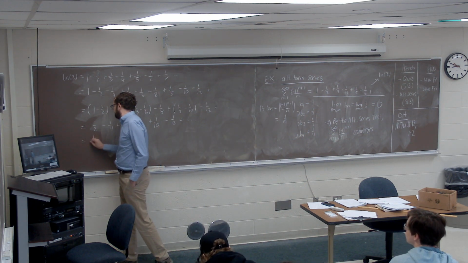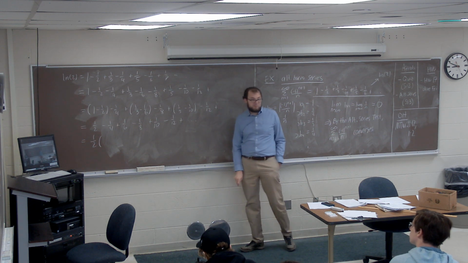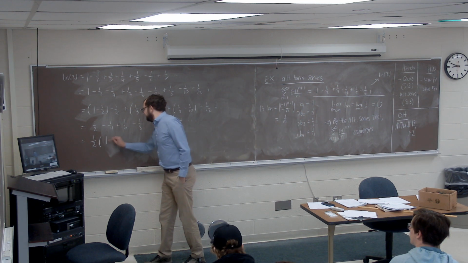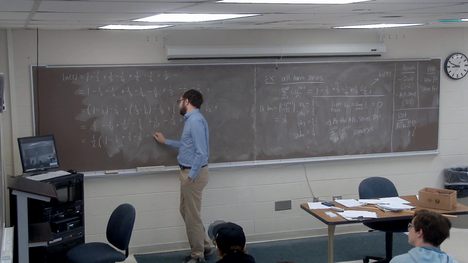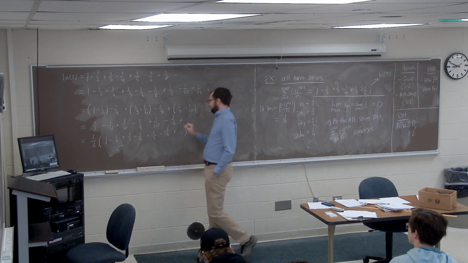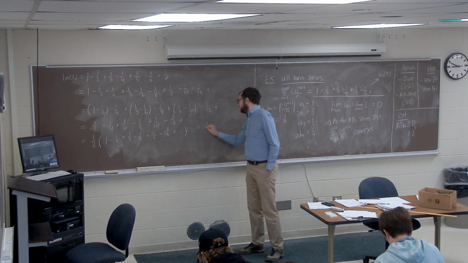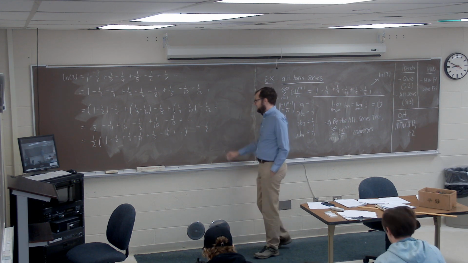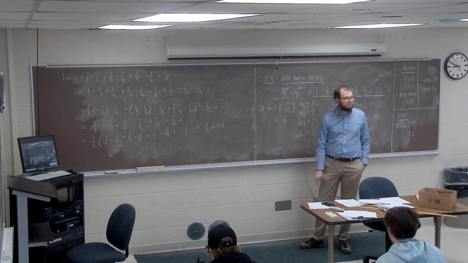James, if I were to factor a half out of this expression, what would we be left with? 1 minus a half plus a third minus a fourth. That's looking familiar. Oh hey, that's just 1/2 times the alternating harmonic series again, which is going to converge to 1/2 natural log of 2.